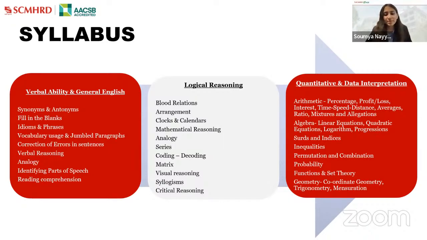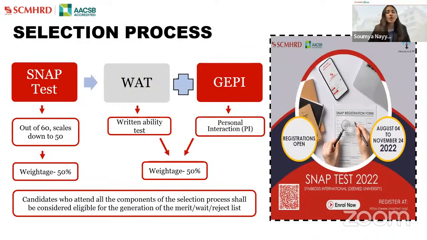We'll move forward to the next slide. Okay, so the selection process. When it comes to the SNAP test, it forms only 50% of the whole process. It is a 60 marks test, which is scaled down to 50, which forms only 50% weightage of the whole process. On the basis of the SNAP test score, you will receive shortlisting for various colleges, and then the latter part of the process begins, which is the VAT and the GEPI.